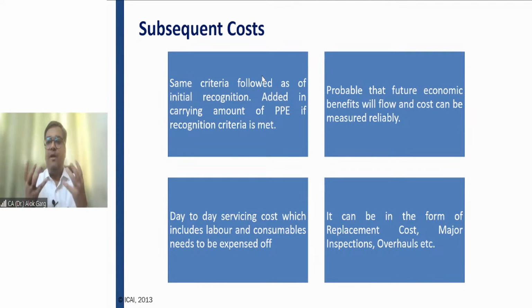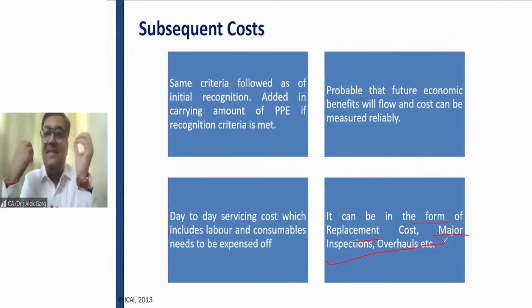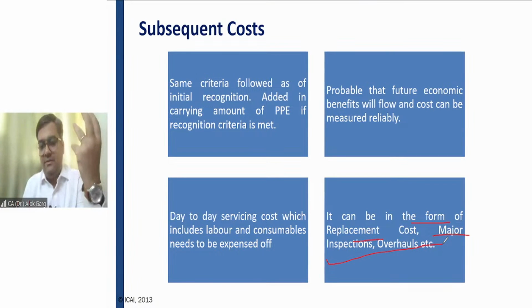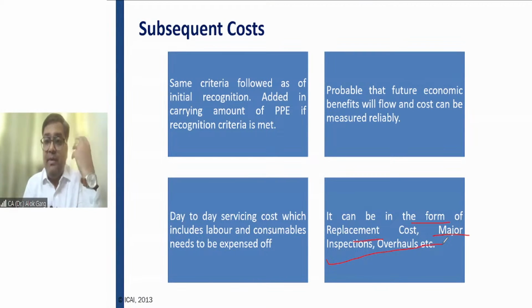At least that component, that part should have a life of more than 1 year, and it should be a significant amount, right? The standard says it can be in the form of replacement cost, major inspection, major overhauls. So subsequent cost you are going to capitalize if it is significant, like major replacement, major overhauls, major maintenance, major inspection. These are going to be capitalized, recognized as a part of the cost of the asset.